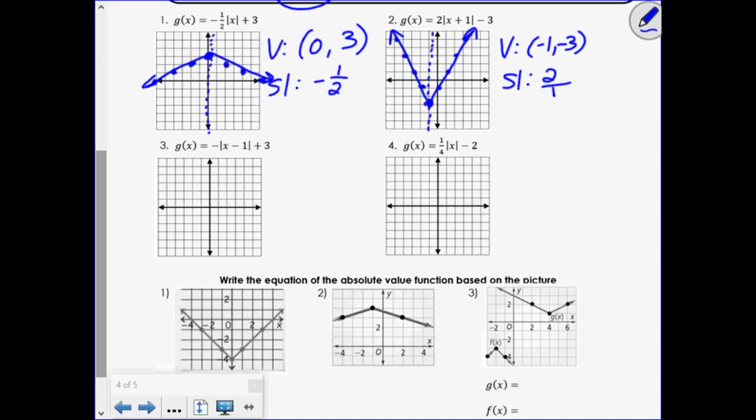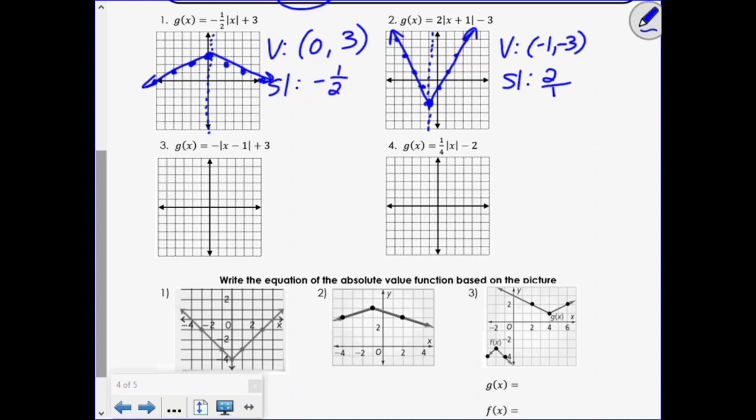Now just to recap really quick, let's go over the transformations that occurred. Let's review. For this one right here, what transformations occurred? What does this little negative do? The negative on the outside reflects over the x-axis. What does the 1/2 do? Compress by 1/2. And then what does this plus 3 at the very end do? Plus 3. Good. What is this 2?